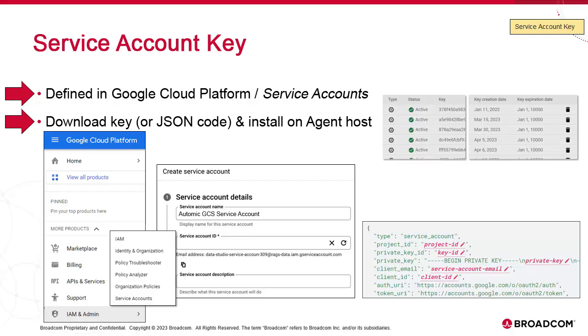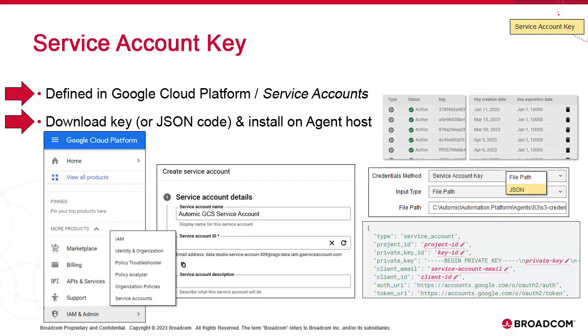This produces a file in the JSON format. You copy the key file to the GCS agent host in a directory of your choice. When you define the connection object, you select service account key and reference the key name and path on the agent host. If for any reason you're not able to store the key on the agent host, you can copy the contents of the file and store them as JSON text in the box.